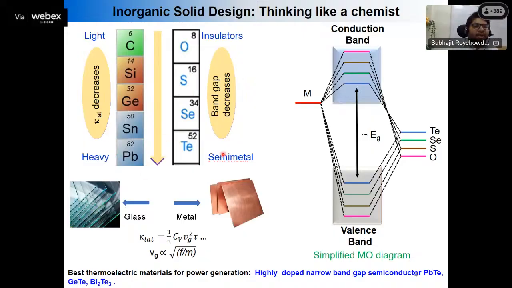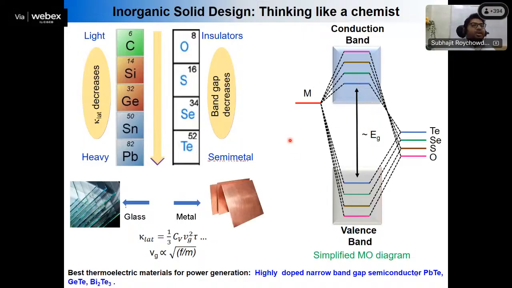Now at the same time, if you take, let's say, lead and oxygen, lead oxide has a huge band gap of 2.5. But when you move from oxygen to tellurium, the electronegativity will decrease, so the band gap will also decrease. This can be seen simply from an MO diagram. Lead oxide has a huge band gap and acts as an insulator, but lead telluride acts as a semi-metal.